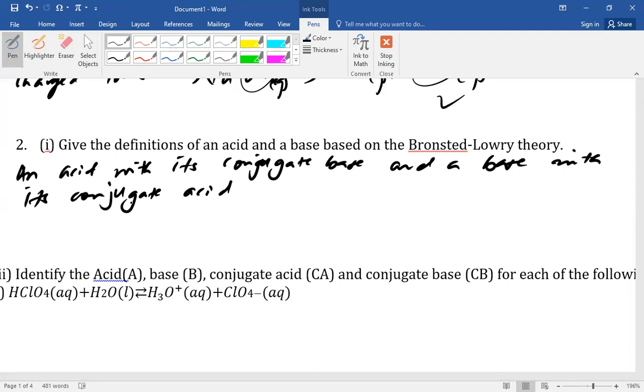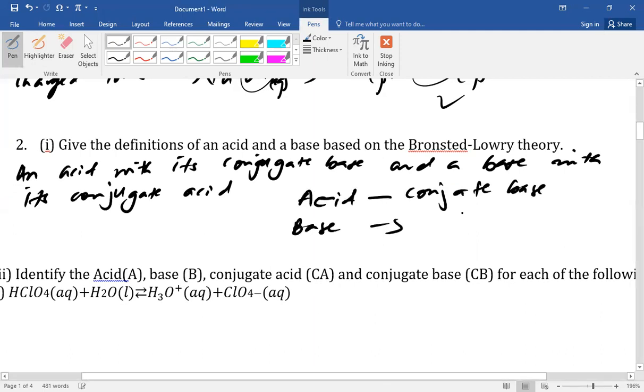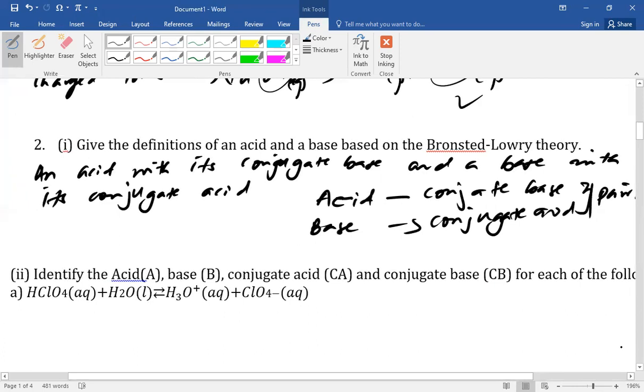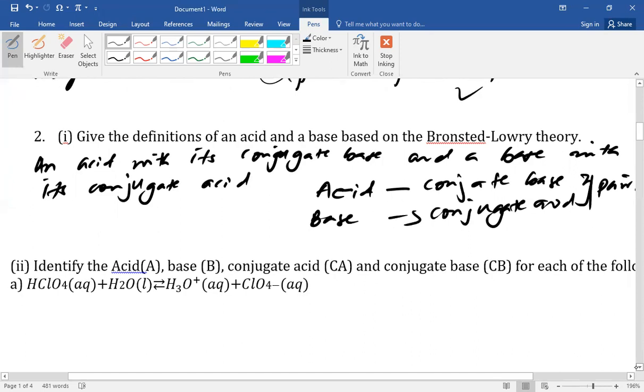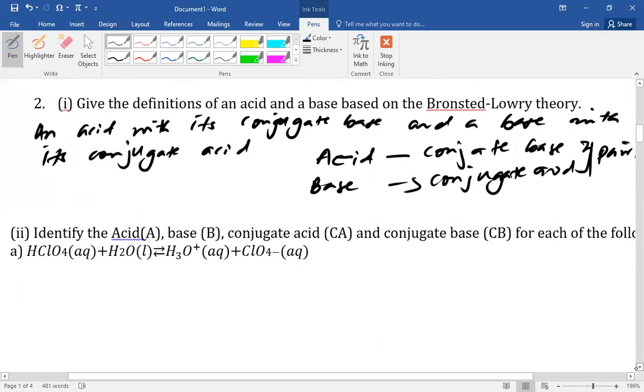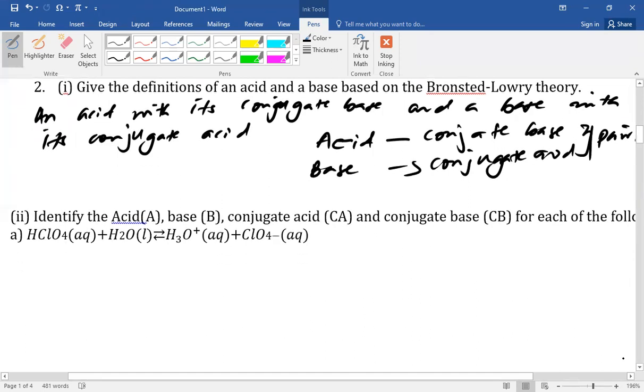So let's go to the same question now, where we're told to identify the acid, base, conjugate acid, and conjugate base for each of the following reactions. So we have the first reaction or chemical equation, this one plus that, giving us those things.